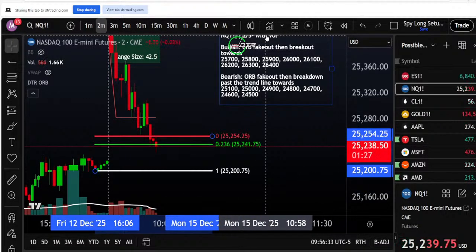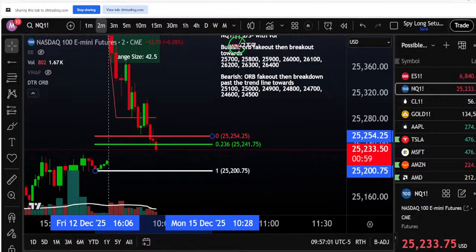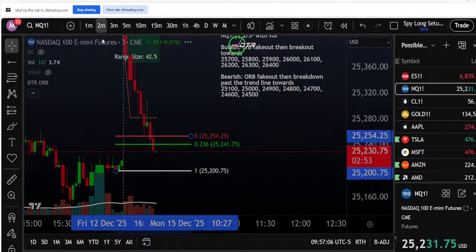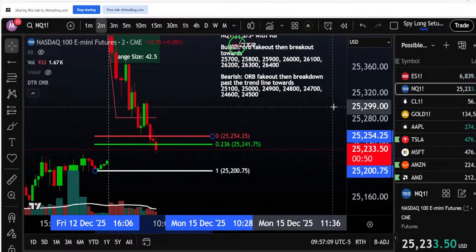Okay, so now we want to see a fake out over 254. Again, if it doesn't happen, it doesn't happen. I'm not going to chase something that isn't perfect. Oh, looks like I'm probably not going to get an entry on this. See if this 2-min wants to increase that volume for us a little bit.